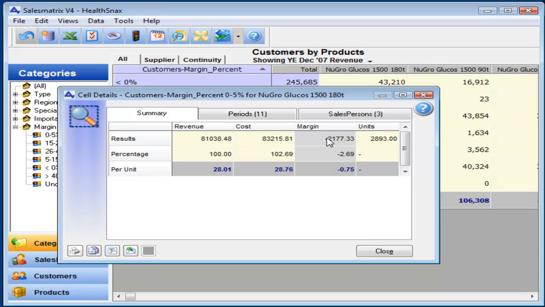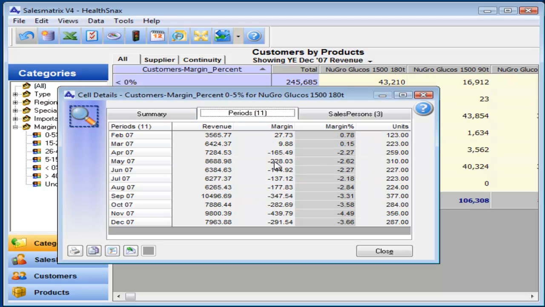Our average margin is about negative 2.7%. We have sold 2,893 units during the various periods in which we have sold the product. So we can see there is a reasonable degree of consistency in this margin, not just a one-off sale.